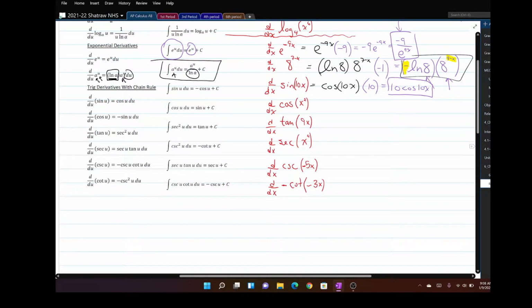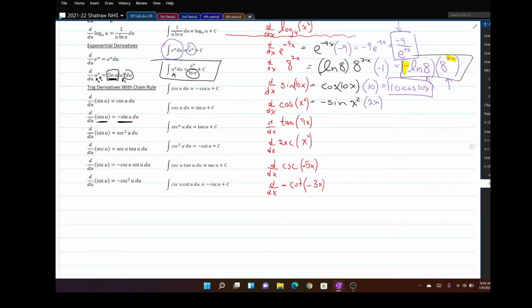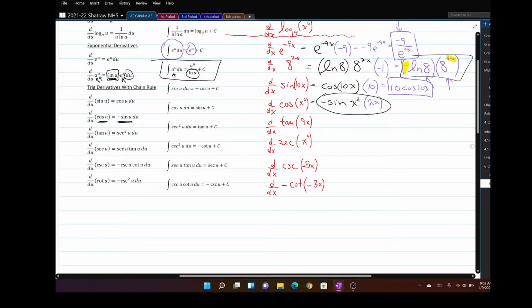Okay, let's try this one more time. Say that I took the derivative of cosine of x squared. I'm going to get negative sine, because the derivative of cosine is negative sine, and that's an x squared. And don't forget your chain rule piece. Your chain rule piece says take the derivative of the inside. I'm going to get this 2x. So then when I want to integrate this, what am I integrating? I am integrating sine.